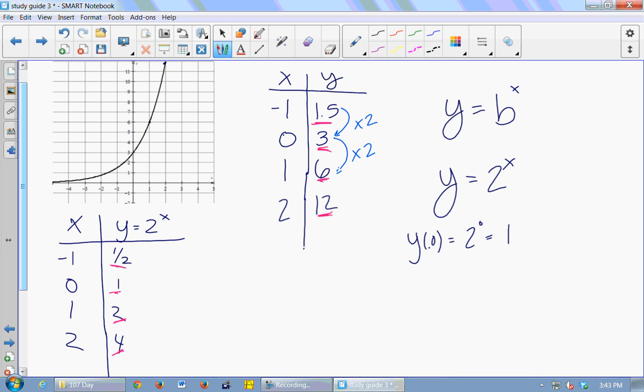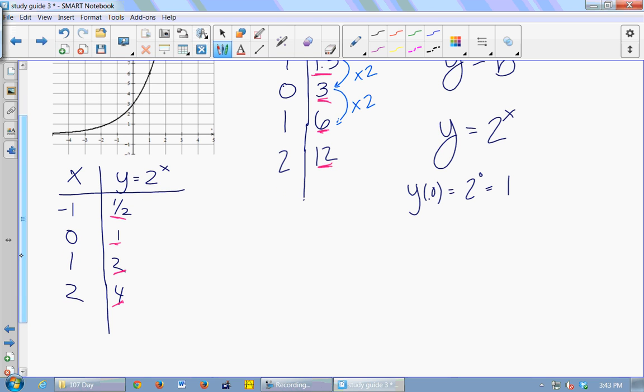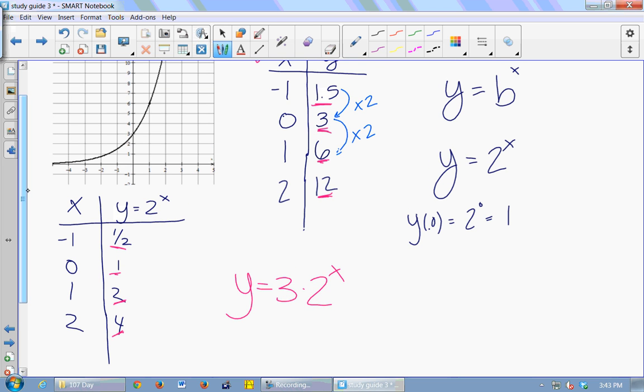Well, it looks like the y values in this mystery function over here are 3 times the y values of y equals 2 to the x. So in fact, my equation is y equals 3 times 2 to the x. We have 2 to the x, but with a vertical stretch by a factor of 3.